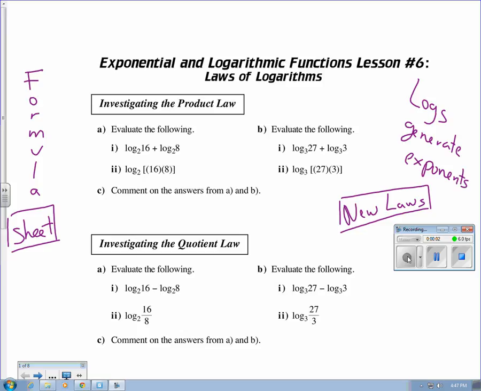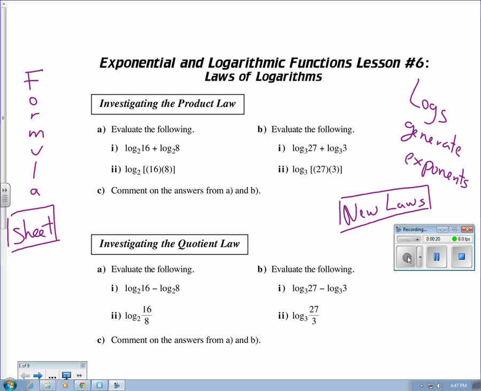So today we get to look at lesson 6 on exponents and logs, and we actually get to discover some laws labeled product law, quotient law, and power law. So there's a little bit of investigation to do.